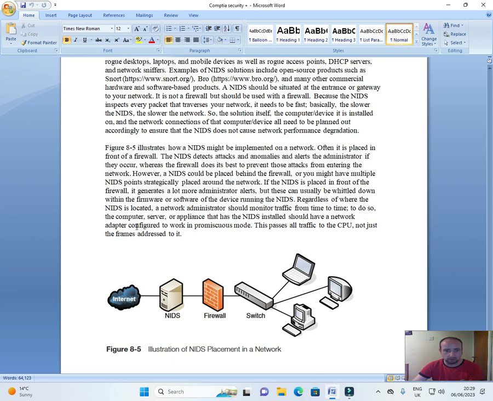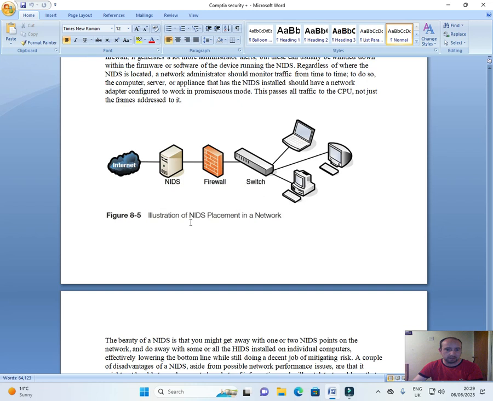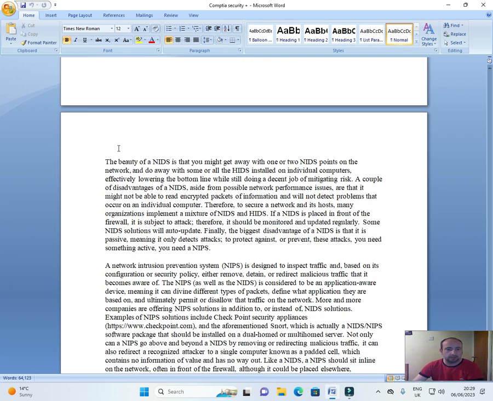To do so, the computer, server or appliance that the NIDS is installed on should have a network adapter configured to work in promiscuous mode. This passes all traffic to the CPU, not just the frames addressed to it. Figure 8.5, illustration of a NIDS placement on the network. So here you have the Internet, Network Intrusion Detection System, firewall and the switch.